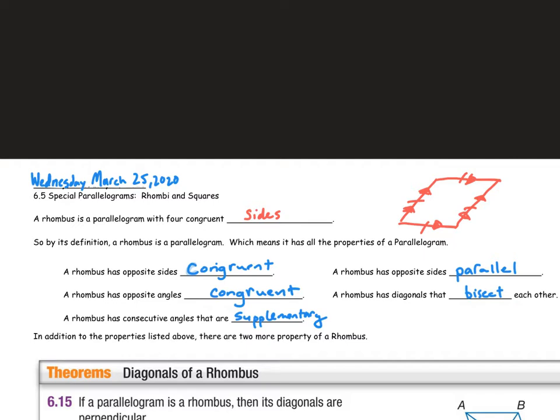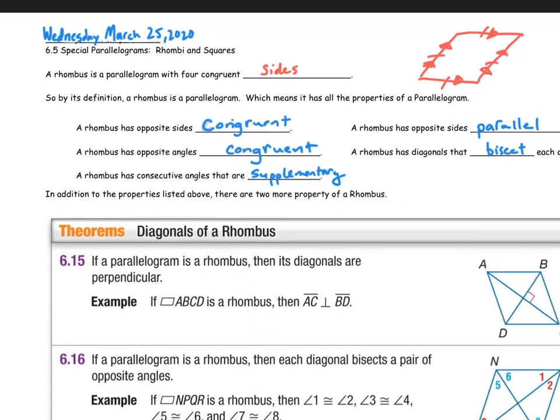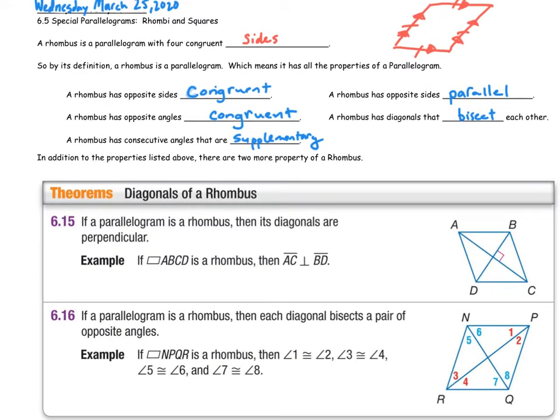In addition to those properties, we're going to study two more today. That is theorem 6.15, which says that if a parallelogram is a rhombus, then the diagonals are perpendicular. Taking a look at this rhombus ABCD, I know it's a rhombus, so the diagonals will intersect at a right angle. So this angle is a right angle, which means all the other angles in the middle where the diagonals intersect will also be right angles. So I have four right triangles as well.